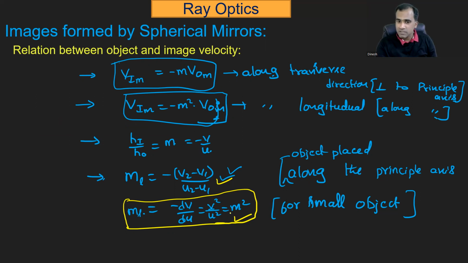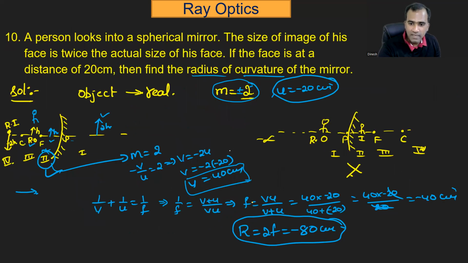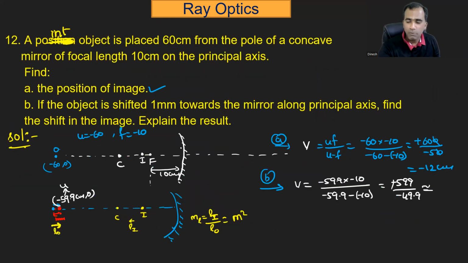But for small objects, there is an approximation. V2 minus V1 we can write as dv, and u2 minus u1 we can write as du. And we know what dv by du is: it is minus v square by u square. So if you got this idea, this problem would have been a 5-10 second problem.